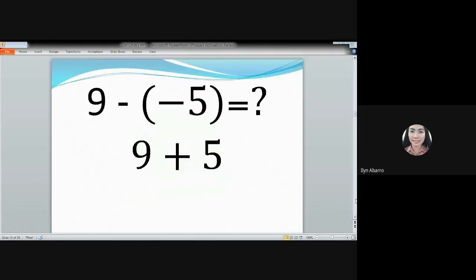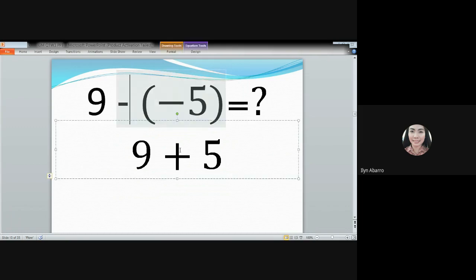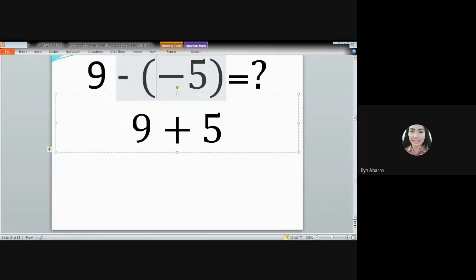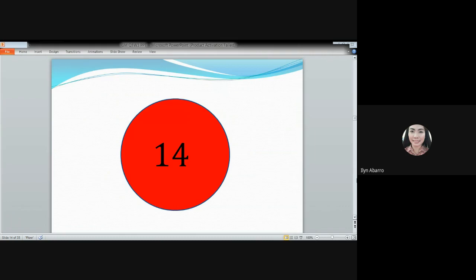Okay, go on. So 9 minus negative 5. This is still subtraction. So we'll first convert it into addition by changing the sign of the subtrahend, which is negative 5 turn into positive 5. So then it will become 9 plus 5. And 9 plus 5, we all know that is 14.